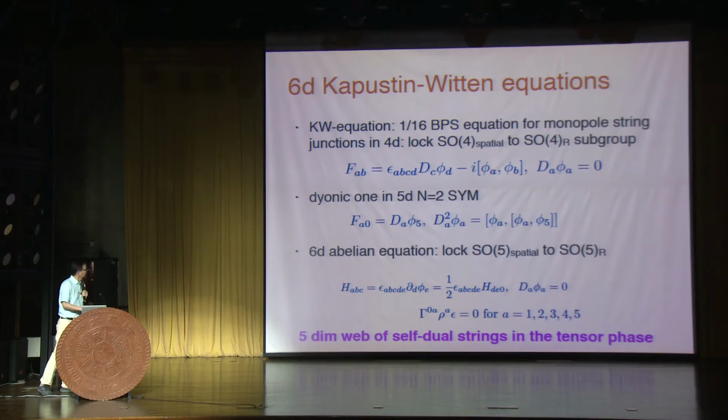So one can naturally imagine the 6D generalization of that, where one locks SO(5) spatial rotation with SO(5) R symmetry of the 6D (2,0) theory, in which case one has 11 equations. In this case, of course, we cannot write quantum equations because we don't have a Lagrangian. Rather, one can write down just the abelian tail of it, and that can be regarded as a 6D (2,0) equation for self-dual string webs, which fill the space. And this will be, again, 1/16 BPS.